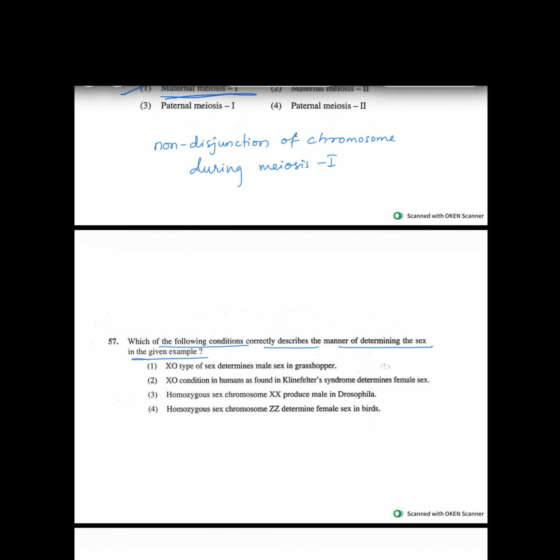Next question. Determining the sex in the given example. So correct. Here XO and XX, that is grasshopper, is the right one.